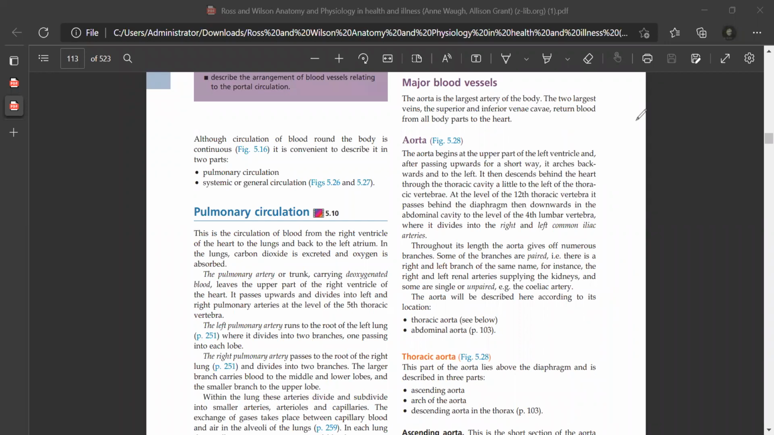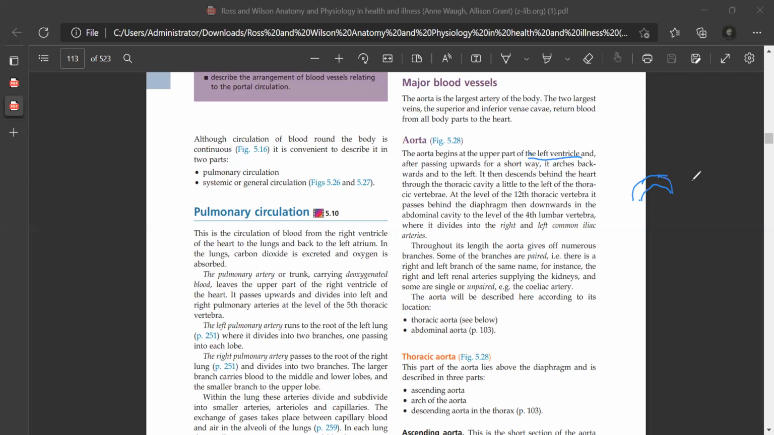So the aorta is the major blood vessel coming from the heart. It begins at the upper part of the left ventricle, and after passing upward for a short way, it arches backwards and to the left.